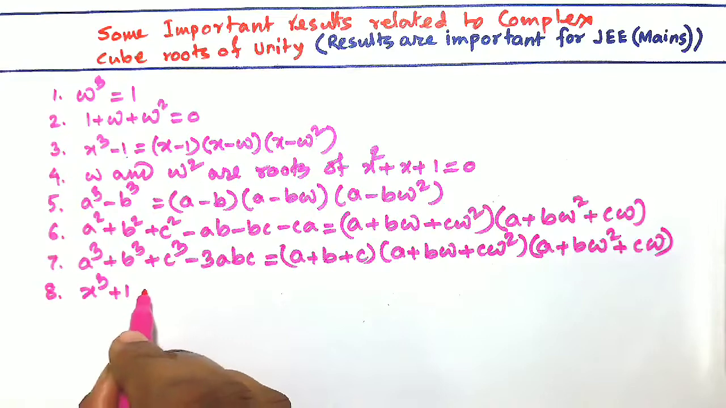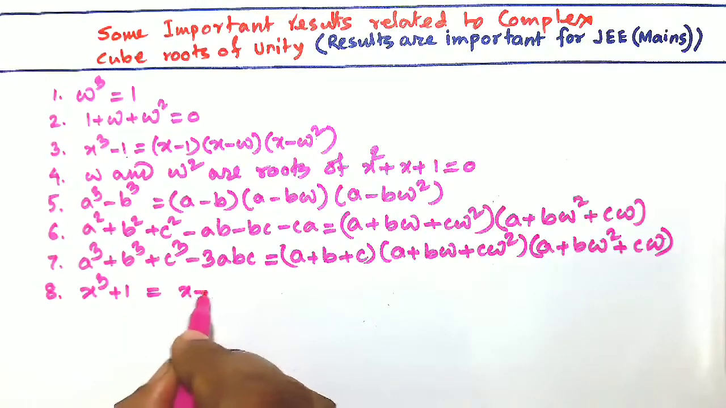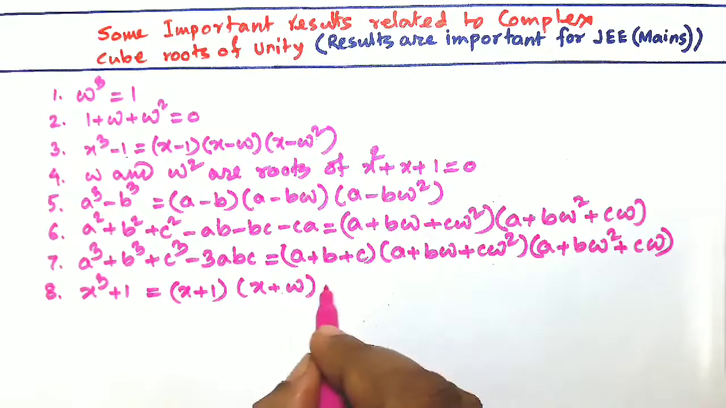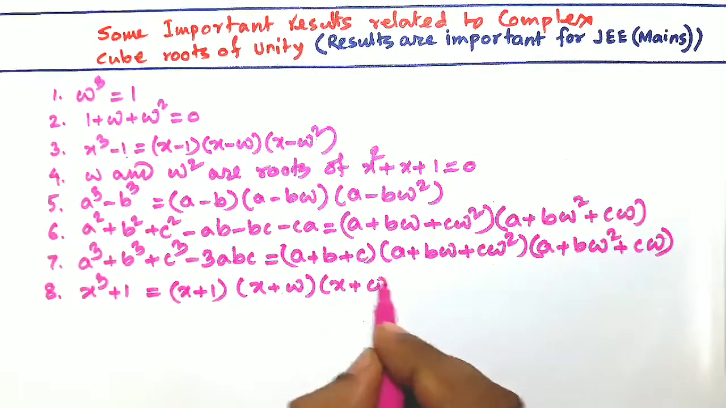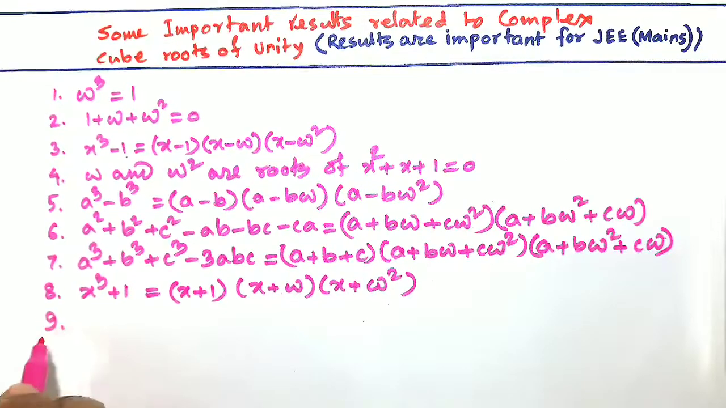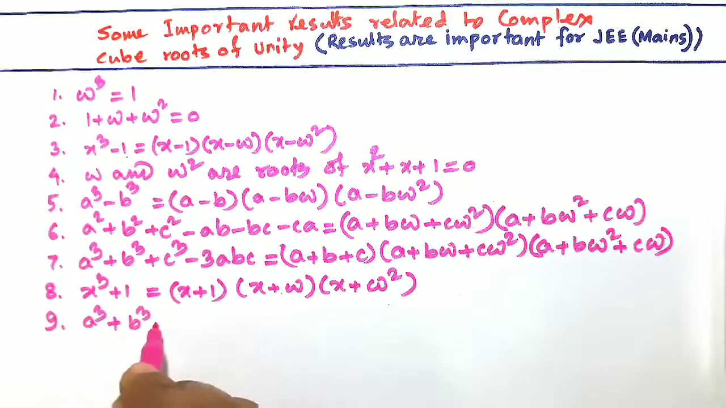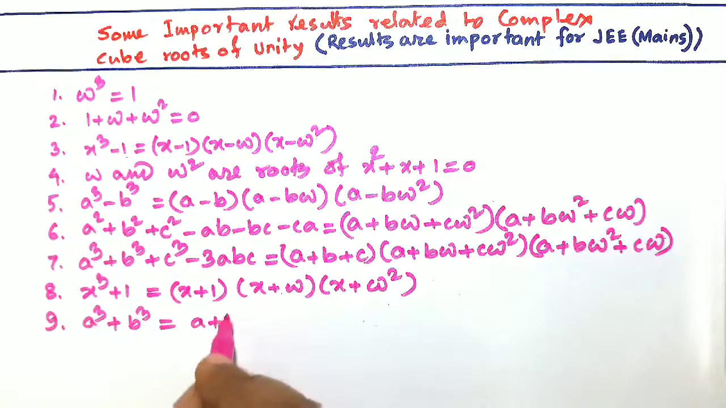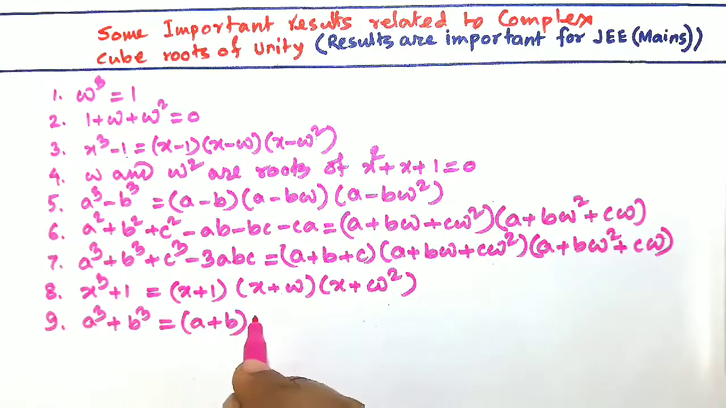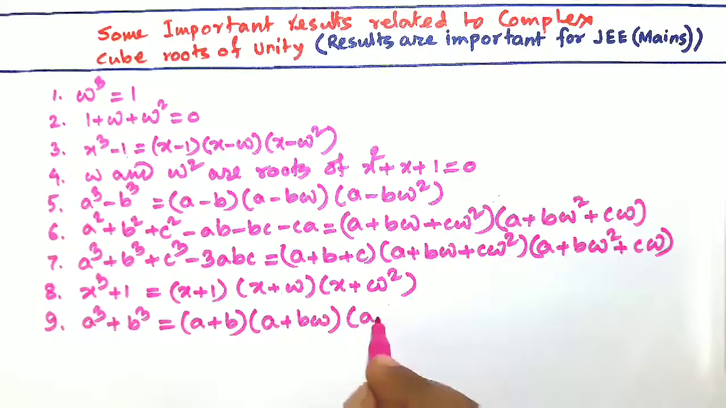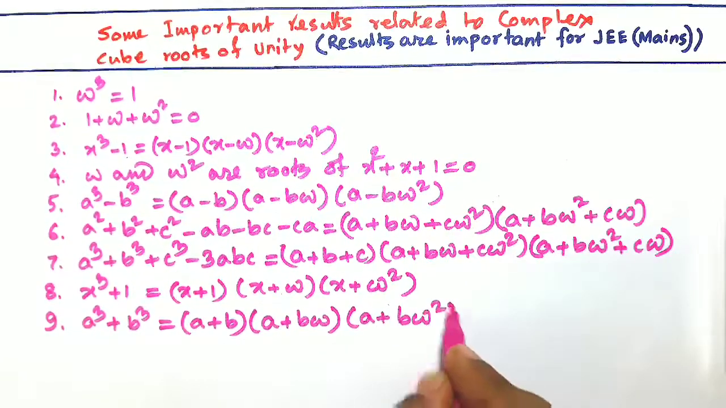Eighth one is x cube plus 1. X cube plus 1 is equal to (x plus 1) into (x plus omega) into (x plus omega square). Ninth one is a cube plus b cube. A cube plus b cube is equal to (a plus b) into (a square minus ab plus b square). This can be again broken into (a plus b omega) into (a plus b omega square).